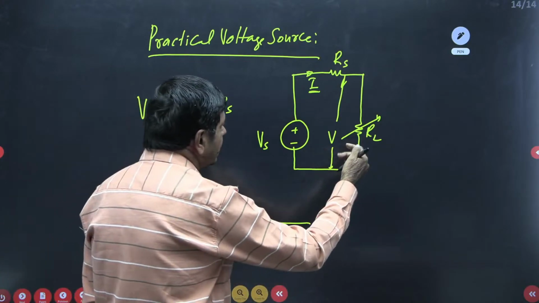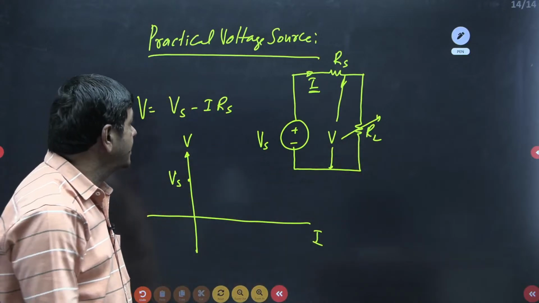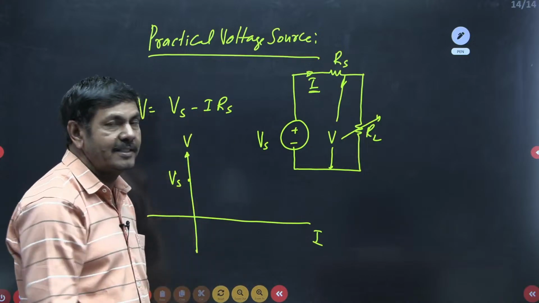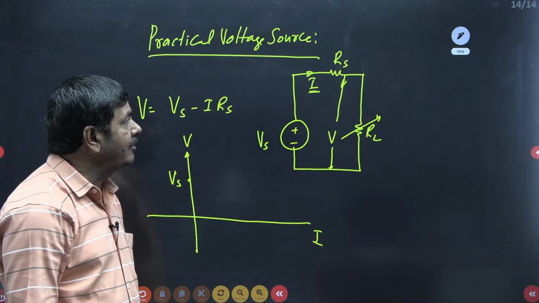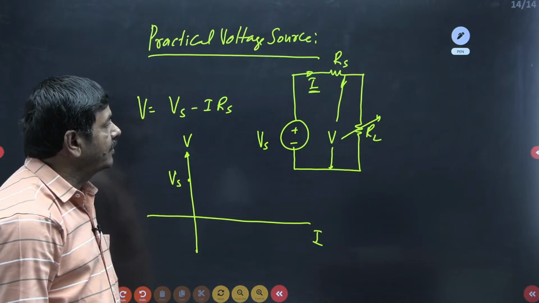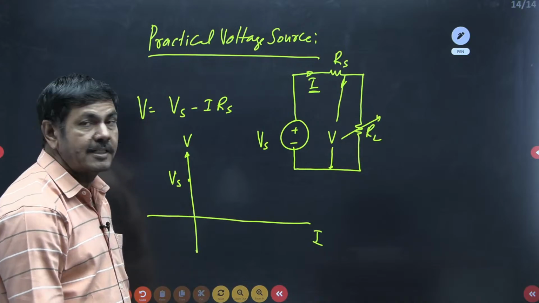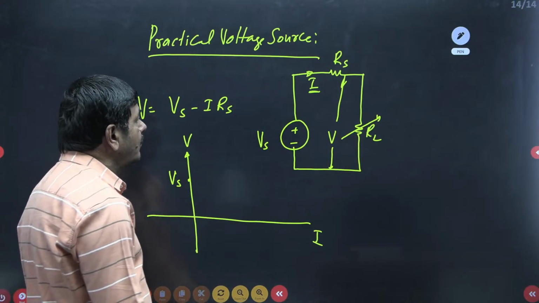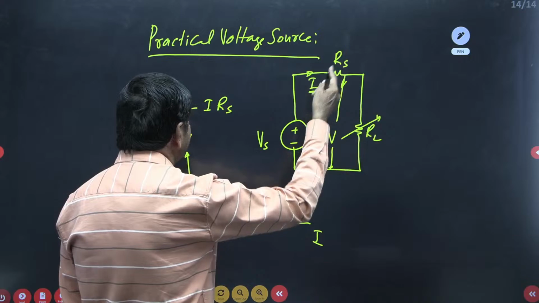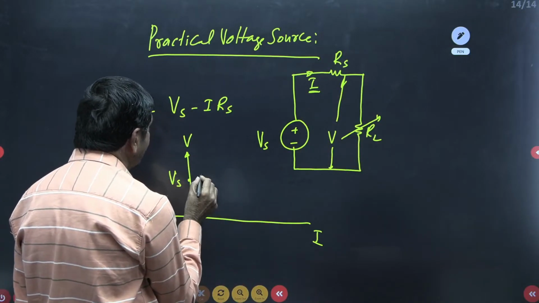Whenever you are changing the RL value, the current also changes, because RL equals V by I, voltage by current. When RL is changing, current also changes, and the change of current changes the voltage. Finally, what is going to happen now?